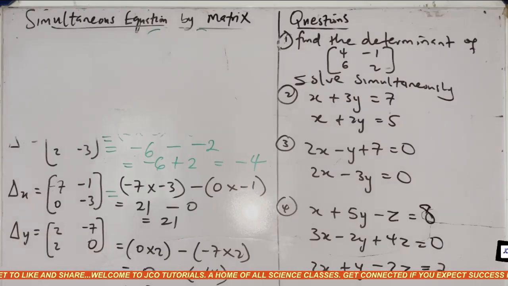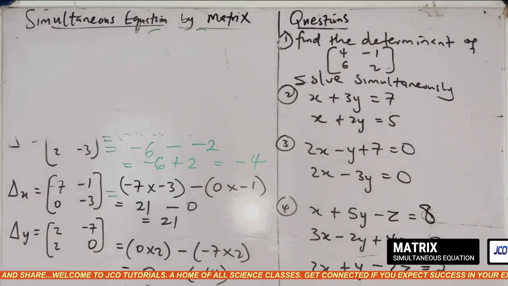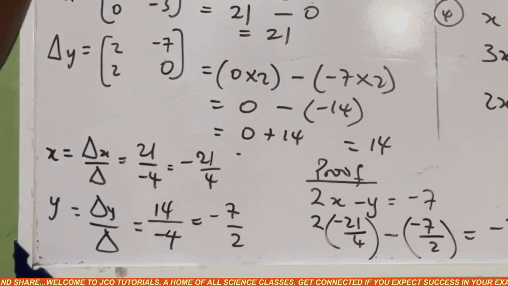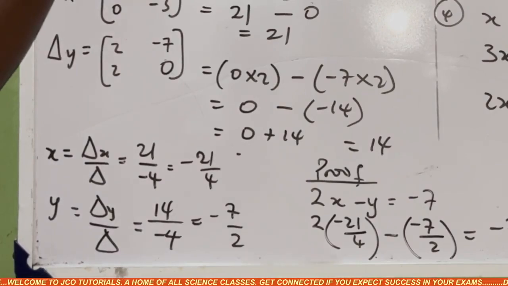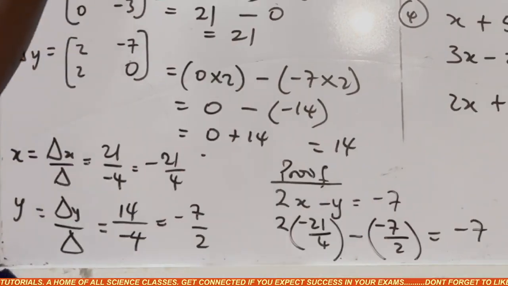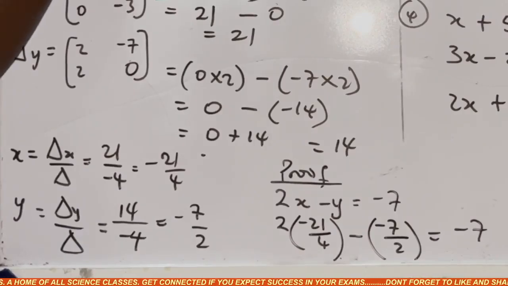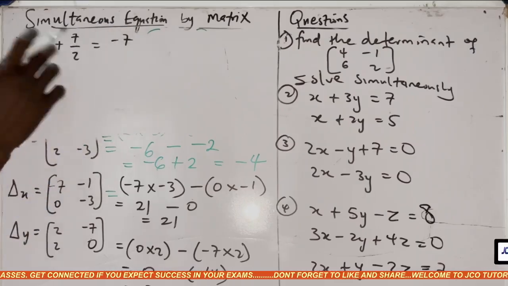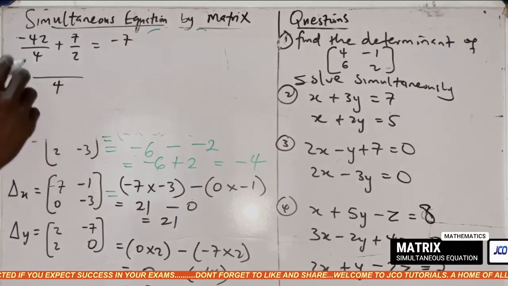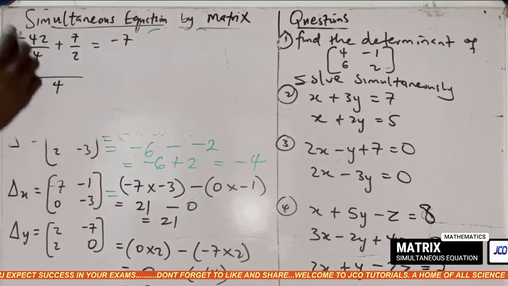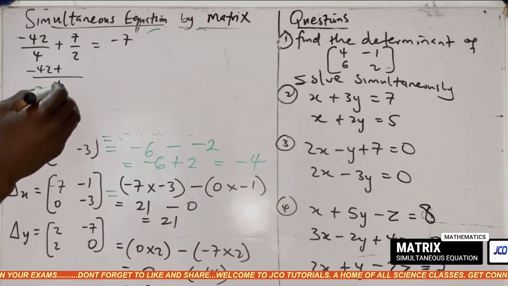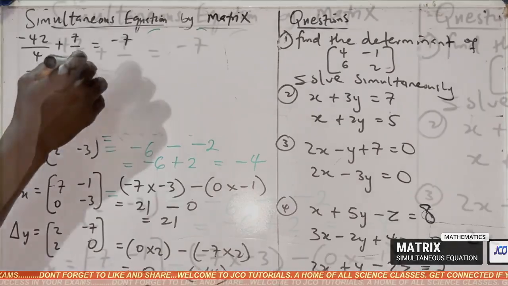So 2 times minus 21 over 4. 2 times minus 21 is minus 42 over 4. Minus minus is plus 7 over 2. That gives you minus 7. So let's add this fraction. LCM of 4 and 2 is 4. 4 divided by 4 is 1. 1 times minus 42 is minus 42. Plus 2 divided by 4 is 2. 2 times 7 is 14.